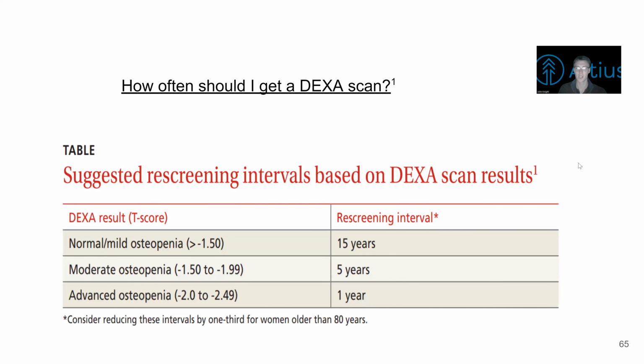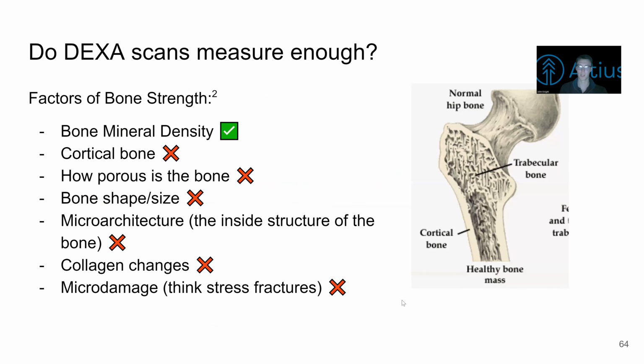Okay. With that being said, though, it is still a good idea to get a DEXA scan. On average, for your average individual, if you don't have any bone problems or osteoporosis already, doctors recommend getting a DEXA every 15 years, okay? If you already have osteopenia or osteoporosis, you can cut that almost by a third, right? If you do have osteoporosis, though, I would recommend getting a DEXA at least once a year to keep an update on all that.